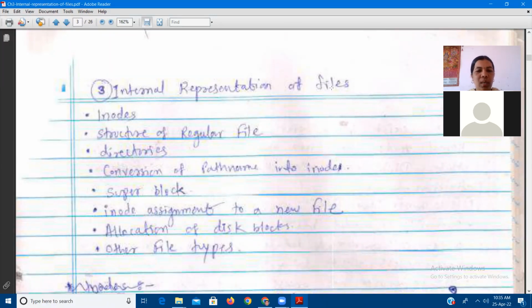In the third chapter, the whole chapter, we are discussing inodes, and under this chapter we are going to cover these points: inodes, structure of a regular file, directories, conversion of path name to inode, super block, inode assignment to a new file, allocation of disk blocks, and other file types. These many points we are going to cover as a part of this chapter. All of you note down all these points as a part of the third chapter.